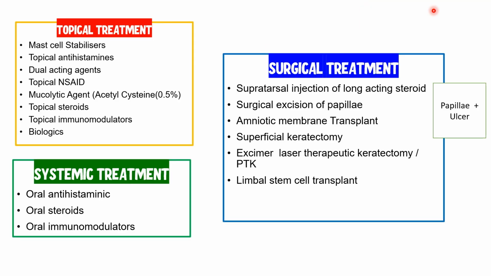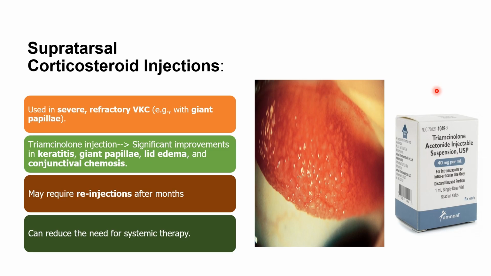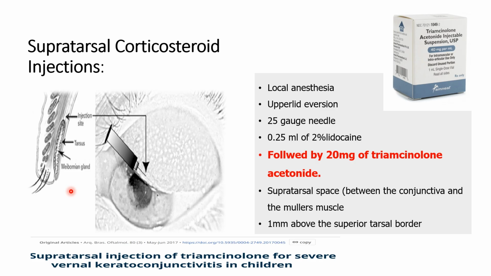Now let's talk about the surgical treatment of VKC. This is resorted to in case of refractory papillae and ulcer in VKC. The first one we have is a supratarsal corticosteroid injection. This is done in case of severe refractory VKC, as I told you. The drug that we use here is triamcinolone acetonide. Also, here the patient might need re-injections, and this can be used as a supplementary therapy along with the topical corticosteroids.